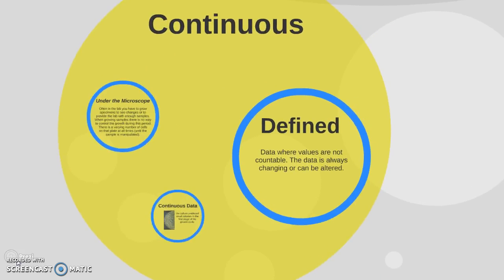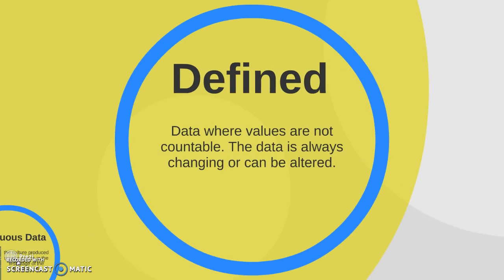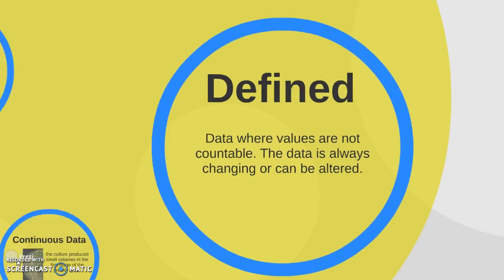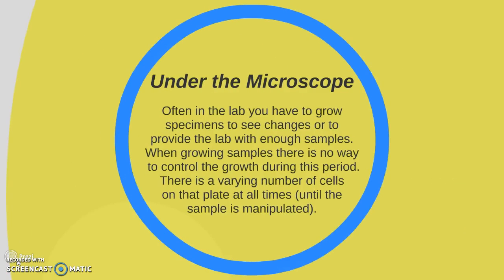Continuous data is defined as data where values are not countable. The data is always changing or can be altered. Often in the lab you have to grow specimens to see change or provide further samples. When growing these samples, the growth is not controlled. It is a varying number of cells in the plate until someone in the lab manipulates it.